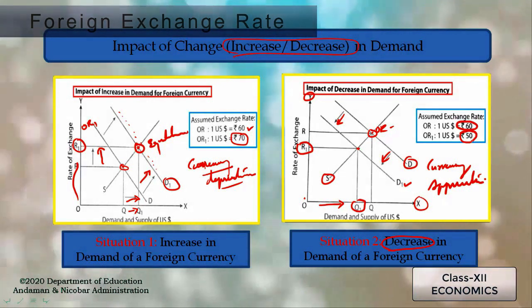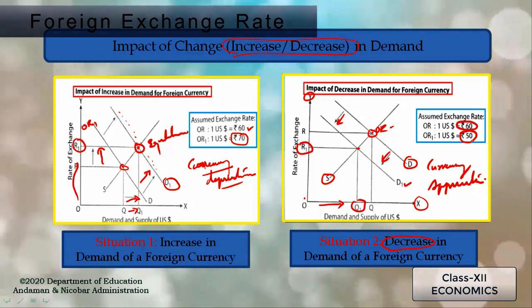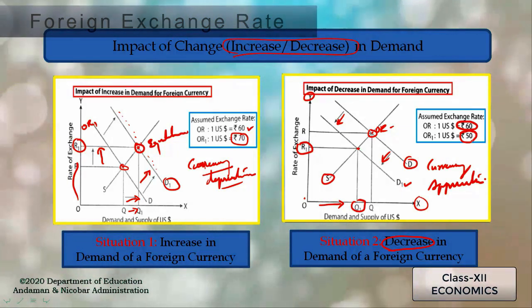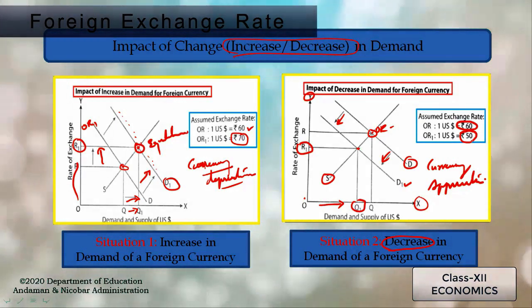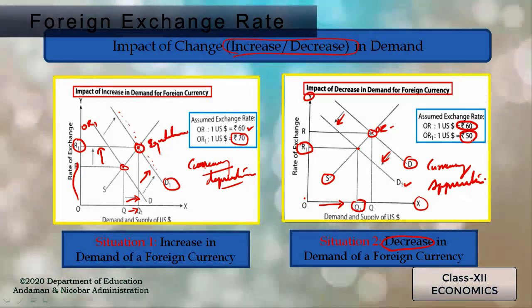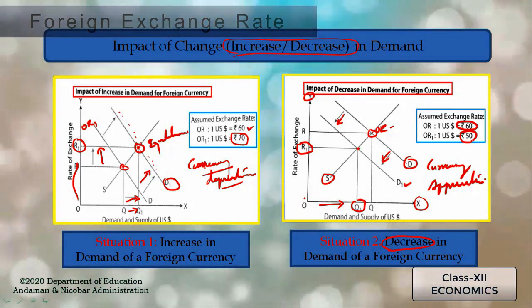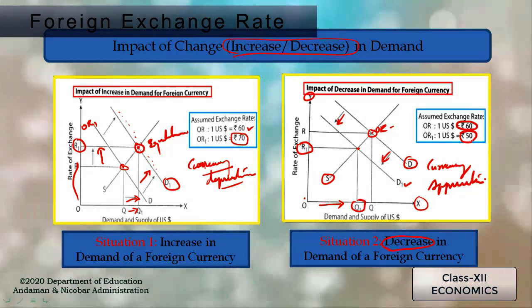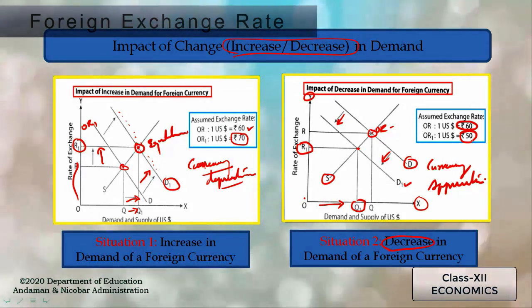So what is currency appreciation? Currency appreciation is a situation when domestic currency appreciates or gains its value in relation to a foreign currency, so that we have to pay fewer rupees to buy a dollar. So students, that is the impact of an increase and decrease in the demand for foreign currencies on the foreign exchange rate.